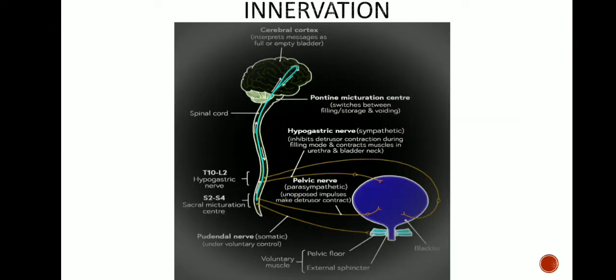Now moving on to the innervation or the nerve supply, the neurological control is quite complex, but for simplicity it is classified into the sympathetic, parasympathetic and somatic groups.